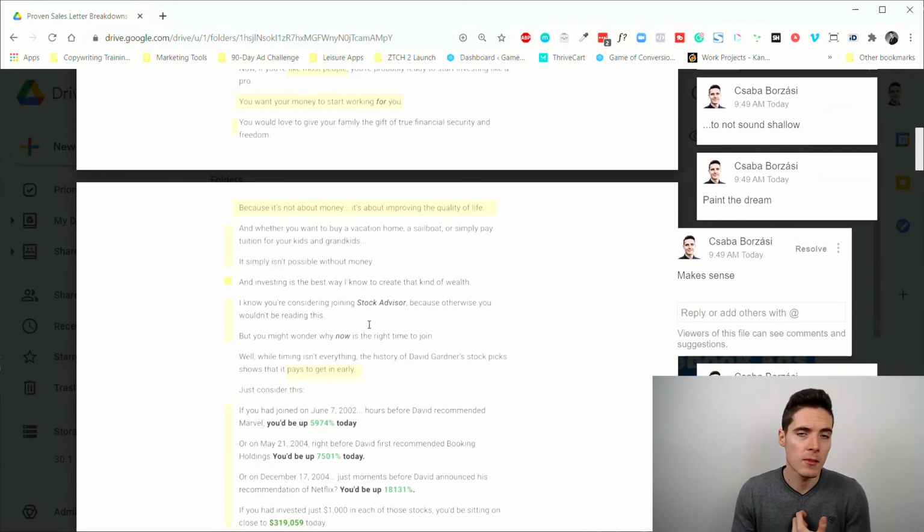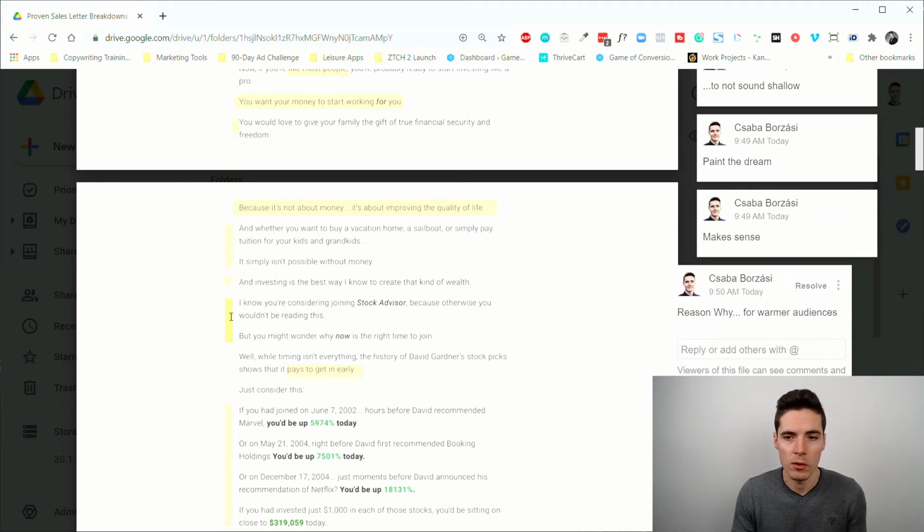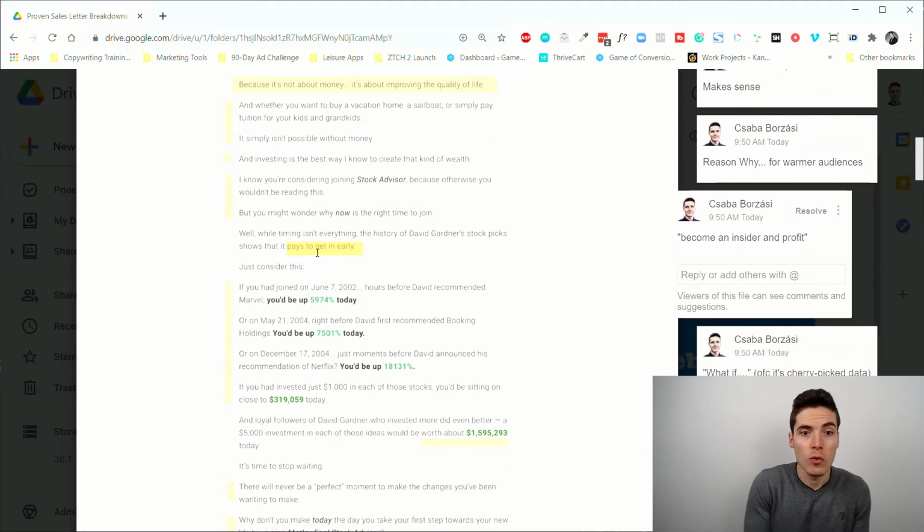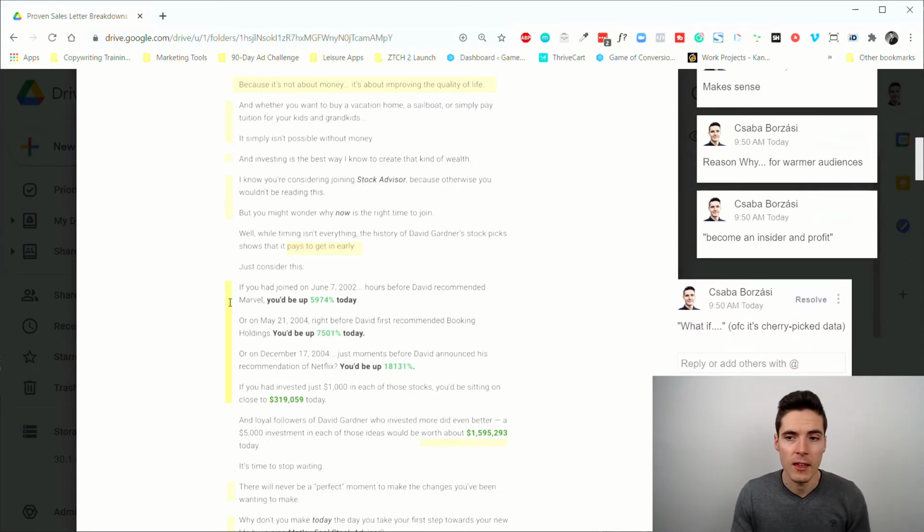And because the people are reading this, they're feeling like, yes, this makes sense. I want to get all those things. And there's tons of reasons why here, like why it pays to get in early. Because at this point, some people might be thinking, okay, I agree with all those benefits, but why should I act now? Can't I postpone this 2 months? Well, it's because, and this is a proof element and preemptive objection handling element, 2 in 1, the writer goes on to present a few success stories of a few stock picks that David recommended.